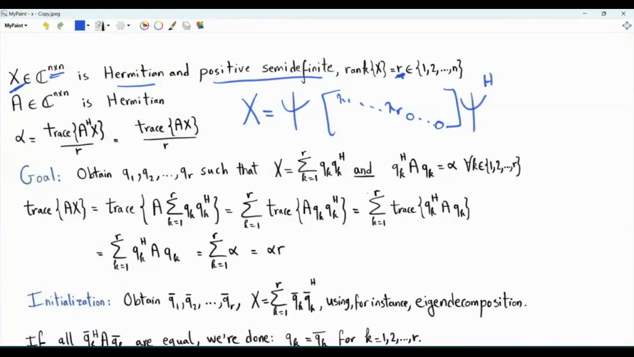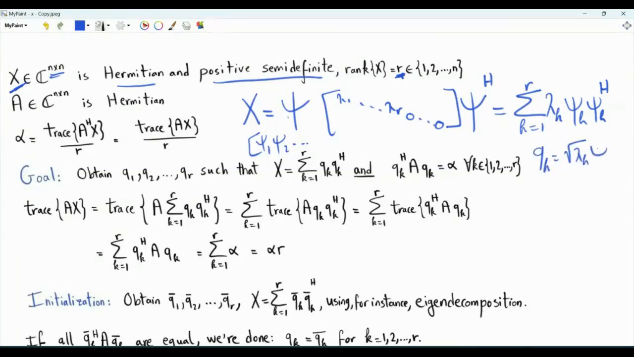Then we have here psi Hermitian. We can write down this eigendecomposition as a summation k from 1 to R, and then we have lambda k. And if this psi has the columns psi1, psi2, and so on, this will be psi k Hermitian. If we define qk as the square root of lambda k psi k, then this summation can be written as summation k from 1 to R, qk qk Hermitian. So we write X as a summation of R rank 1 matrices. Each matrix here is an outer product of vector qk.